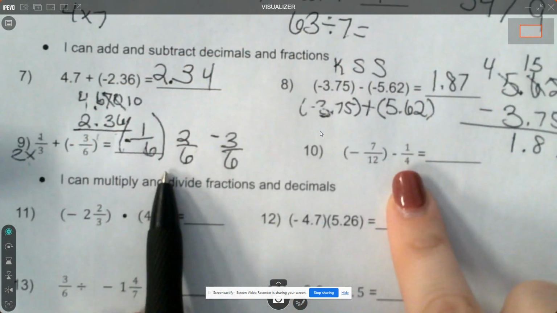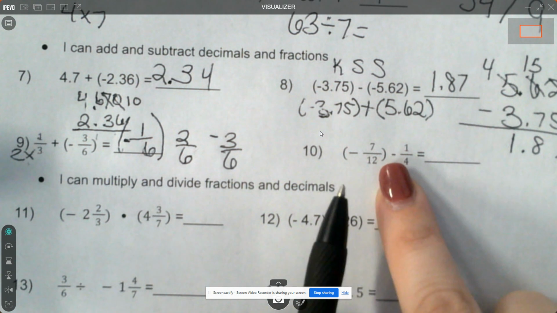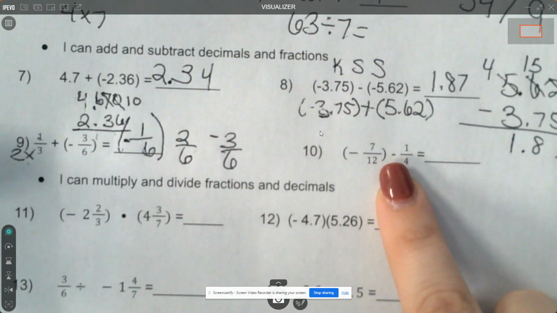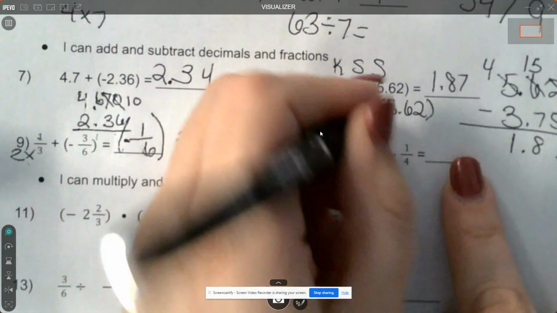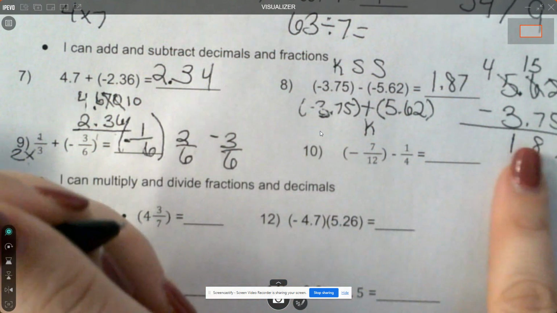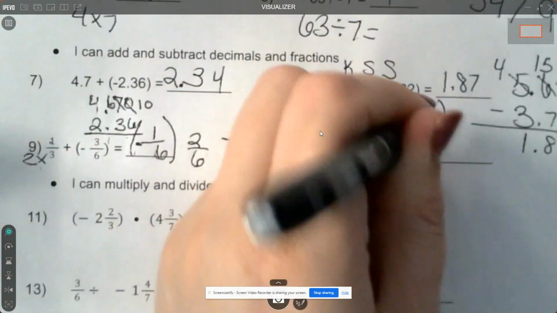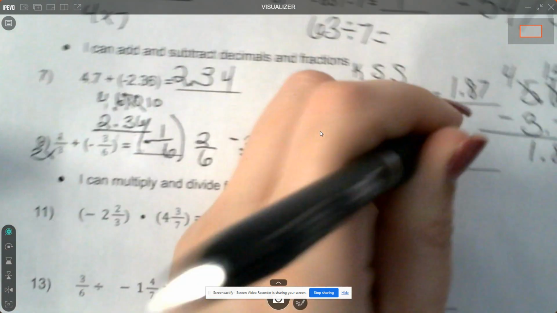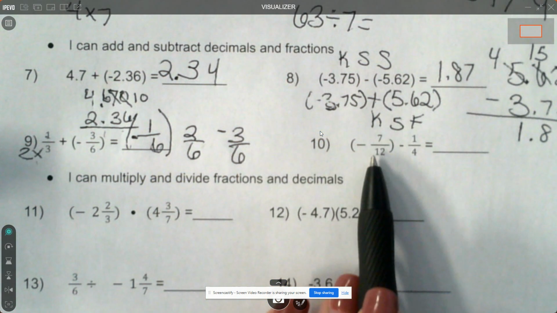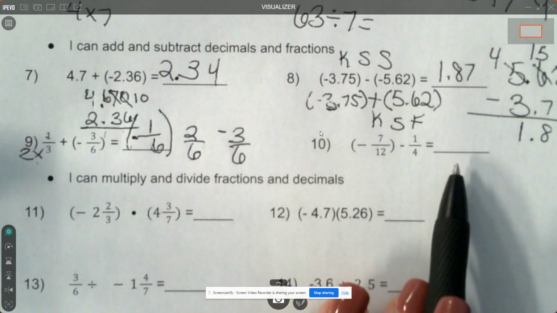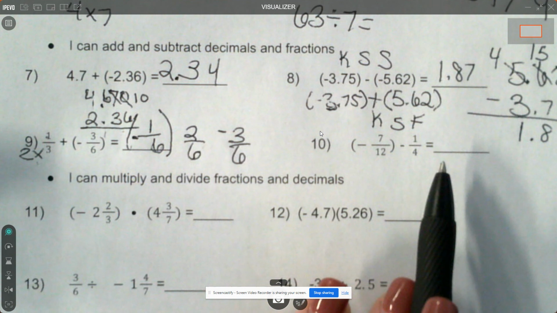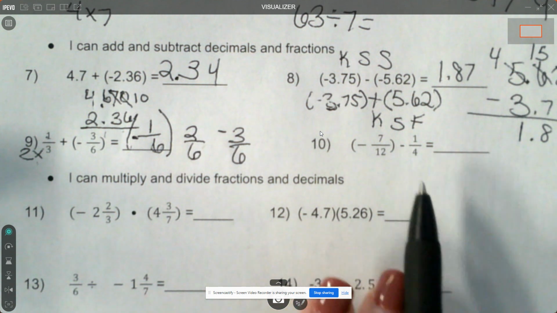Over here, I have a subtraction problem. How do I rewrite subtraction? What are the 3 steps that you use to rewrite subtraction? Do you remember, Easton? Keep, switch, flip, however you want to call it. Keep, change, change, keep, switch, flip, whatever it is. So how would I rewrite this then? What would it become when I rewrote it? Willow, what would it become?